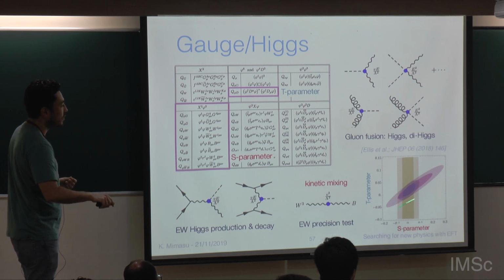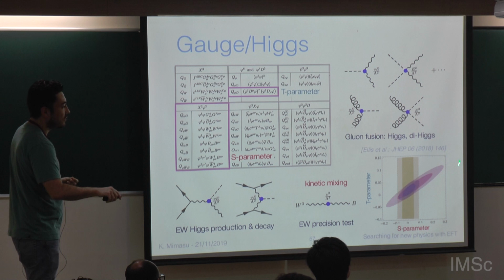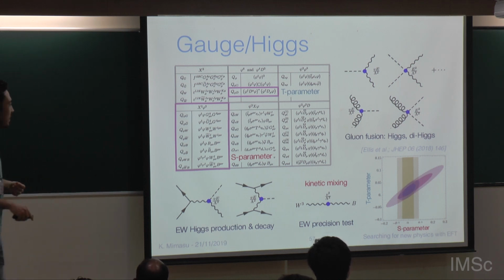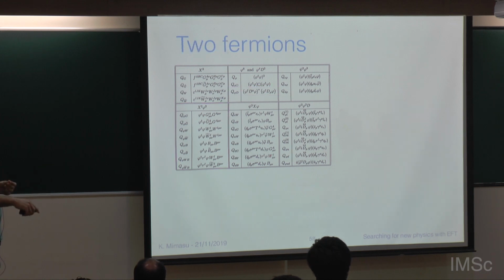They also showed a nice plot where they take the S and T parameter observables. These are the constraints from LEP, and if you add constraints from Higgs measurements, you get a much nicer, smaller ellipse of allowed parameter space. Again, these also have CP violating versions, which you might be interested in looking at.